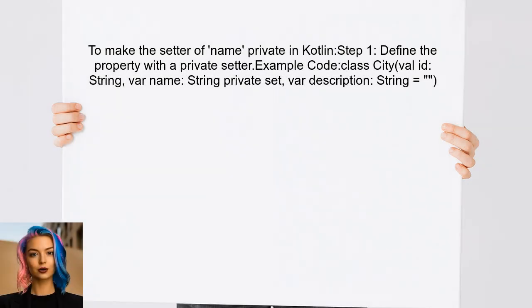To make the setter of the property name private in Kotlin, the user can define the property in the primary constructor with a private setter. This allows the property to be read publicly, but not modified directly.